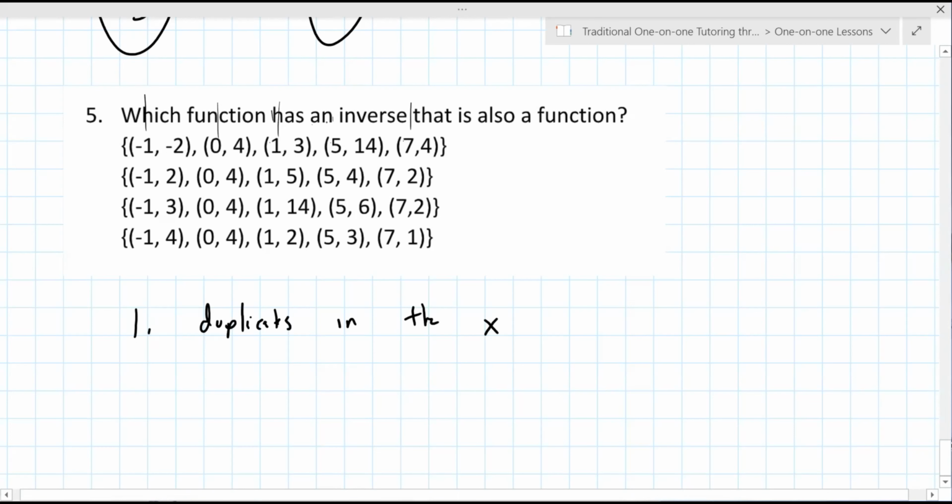Okay. So let me go through here. Oh, I see. I'm sorry. This is talking about the inverse, so we have to find the inverse of each of these. We need to find the inverse by switching the ordered pairs for each of them. Oh, so we switch all of them and then still check if there's duplicates? Yes, then we check duplicates. We'll do that in a moment.